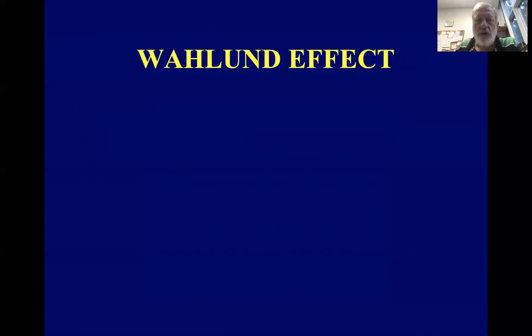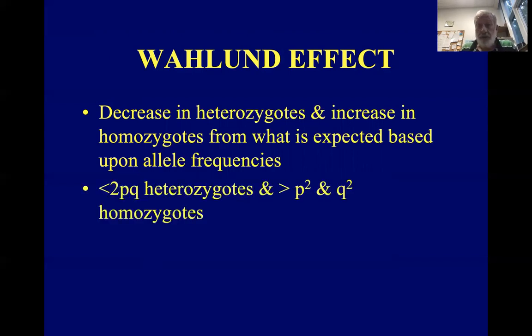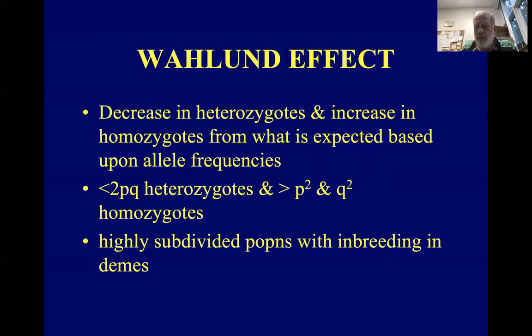Now there's something also called the Wahlund effect, and this is a decrease in heterozygotes and an increase in the homozygotes from what's expected based upon allele frequency. So in other words, there's going to be less than 2pq heterozygotes and more than p squared and q squared homozygotes. And we often see this in highly subdivided populations that have inbreeding in little groups called demes.